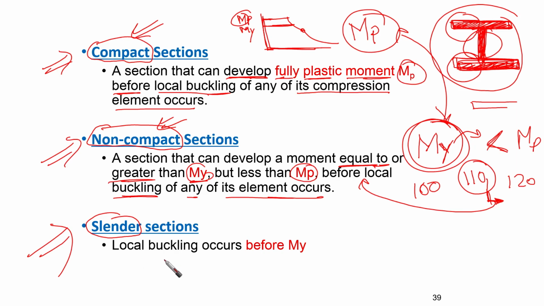A slender section is one where local buckling occurs before M yield. So before any part of the cross-section yields, your section is going to experience local buckling. One of its compression flange or web or whatever is going to buckle.